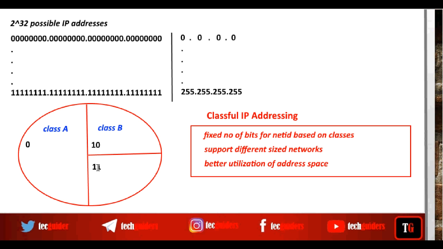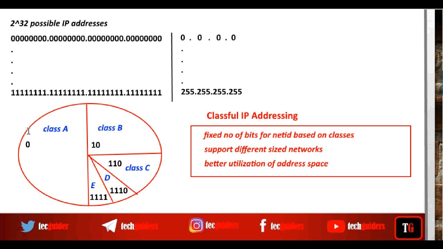And among the IP addresses which begin with 11, half of them begin with 110 and another half begin with 111. All those IP addresses which begin with 110 are kept under class C. And among the IP addresses which begin with 111, those which begin with 1110 are kept under class D and those which begin with 1111 are kept under class E. This way, we divided the entire set of IP addresses into 5 classes.